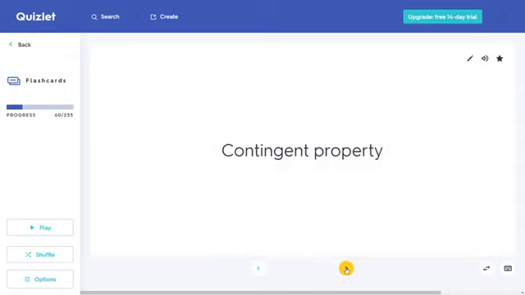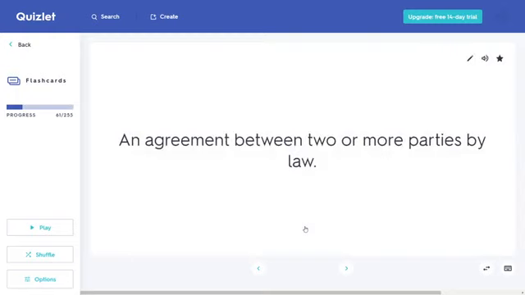Hopefully that was a good explanation for you guys. Okay, next is a contract. This is a pretty short one. Hopefully you guys know what a contract is, but I'm just going to get into the explanation right now. That's just an agreement between two or more parties by law.